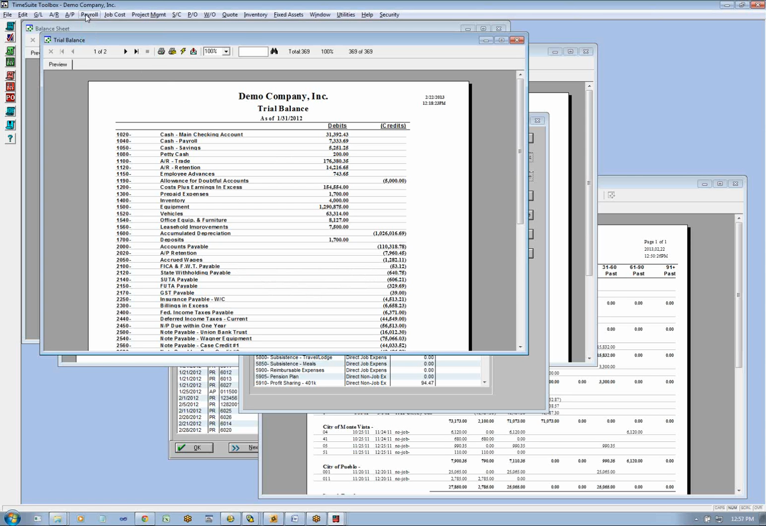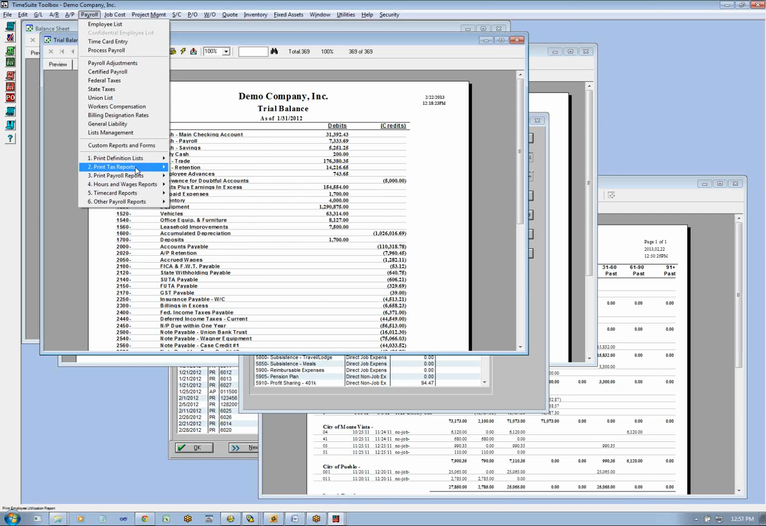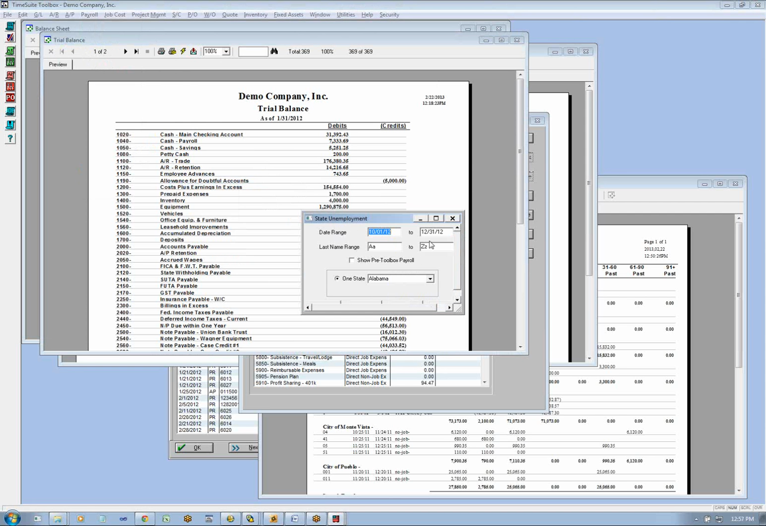Your state unemployment should be easy to do. You would do a similar analysis to your workman's comp. You'd print your unemployment insurance report for the period.